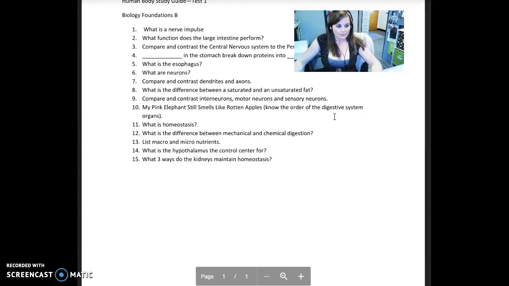And what is the hypothalamus? The hypothalamus is part of the brain, and it controls the pituitary. So the pituitary is the master gland that is going to control the whole endocrine system, but it is controlled by the hypothalamus itself. And in what 3 ways do the kidneys maintain homeostasis?